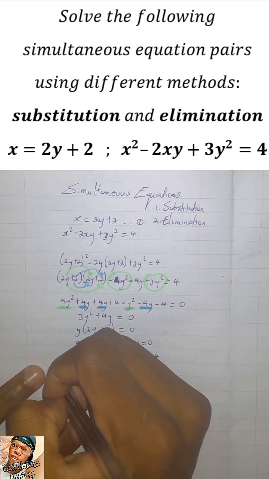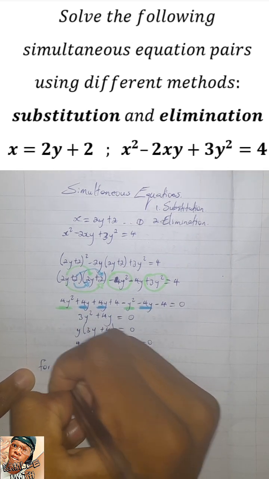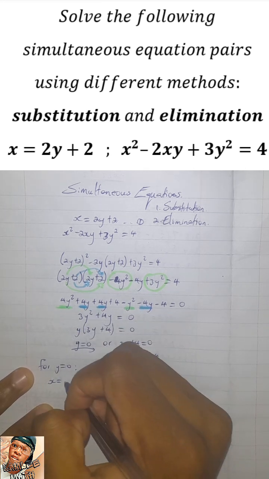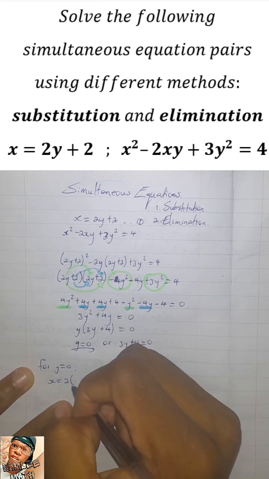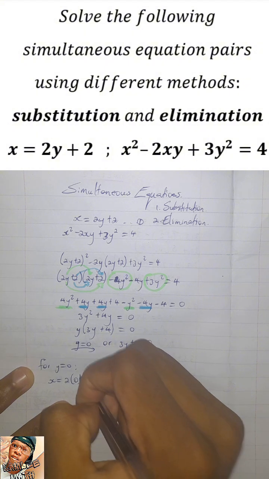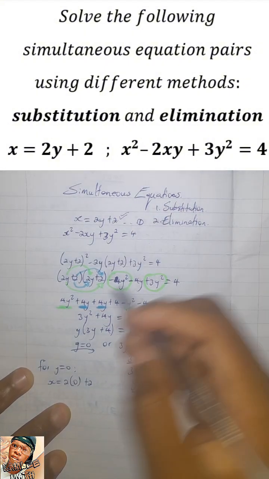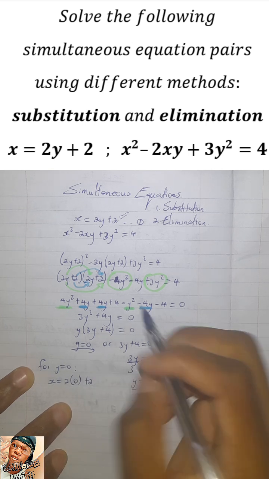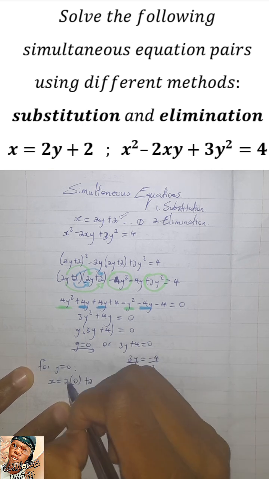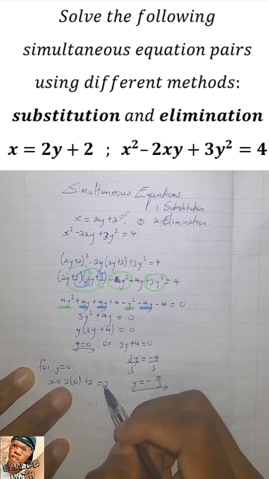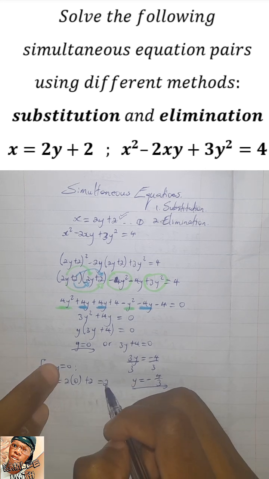So for y is equal to 0, x is going to be equal to 2. Wherever we see y, we put 0 plus 2. Where do we take this from? We take it from the first equation. So x is equal to 2 multiplied by 0 plus 2. 2 multiplied by 0 is 0 plus 2, that's 2. So x is equal to 2 for y is equal to 0.